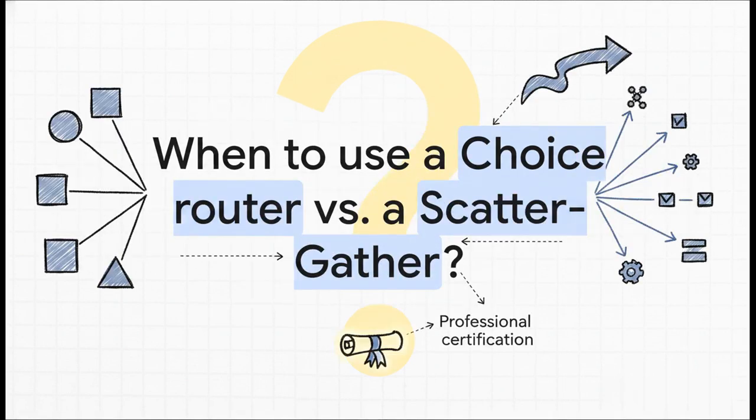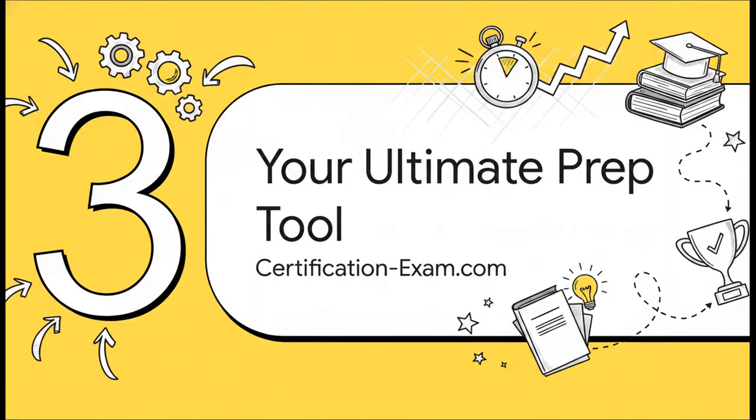And for our last one, we're diving into application architecture. This is where it gets really nuanced. Knowing what a choice router does versus what a scatter-gather does is one thing. But knowing exactly when to use each one, well, that's what separates the pros from the rookies. This question really shows the depth of knowledge you need to have. So how did you do?